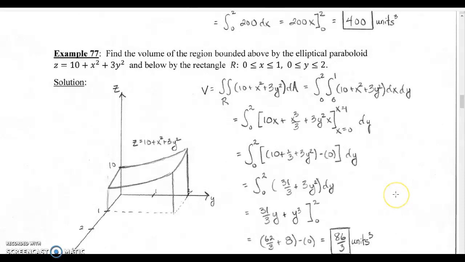Okay, everyone, welcome back. Calculus 3 class notes on page 87, where we're working in section 15.1, where we're talking about how to integrate a double integral over a rectangular region R in the xy plane. And when we integrate a function, for example, here in example 77, the function is z equals 10 plus x squared plus 3y squared, so that's a portion of the paraboloid over this rectangular region.